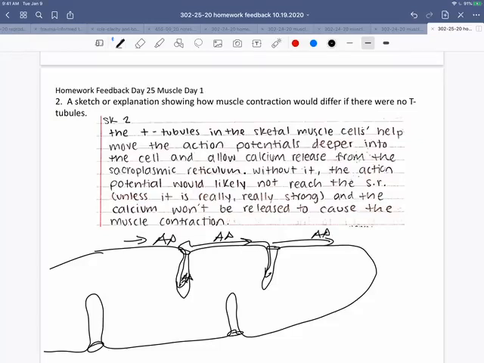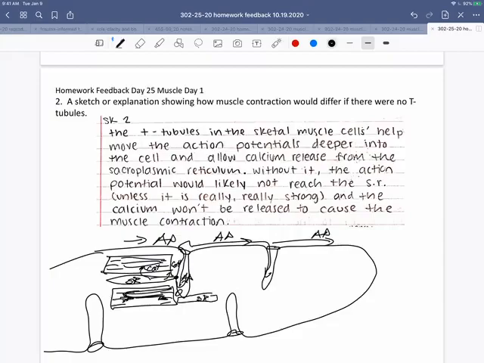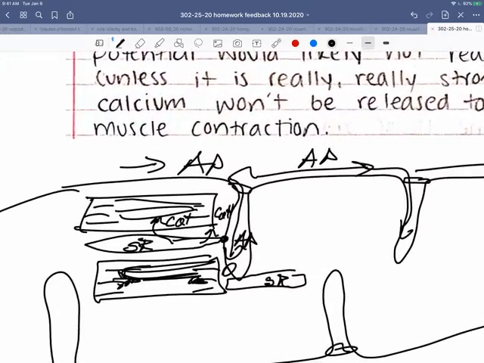That means that sarcomeres that are near the surface would get calcium from the sarcoplasmic reticulum, opening voltage-gated calcium channels and allowing the calcium out and into the sarcomere, but also the ones deep in will have voltage-gated calcium channels from the sarcoplasmic reticulum, that when the AP reaches them, will open these voltage-gated calcium channels and we'll get calcium out.